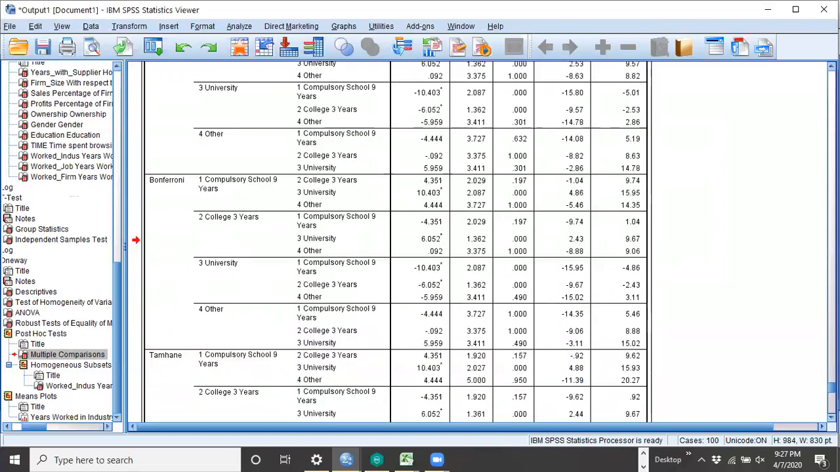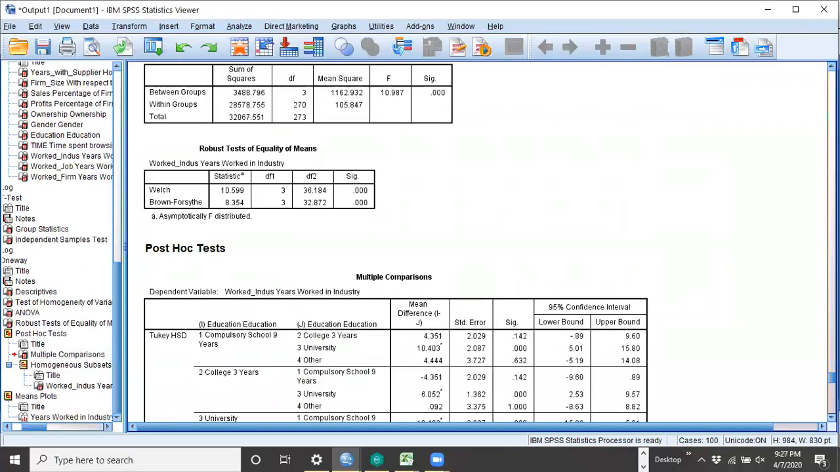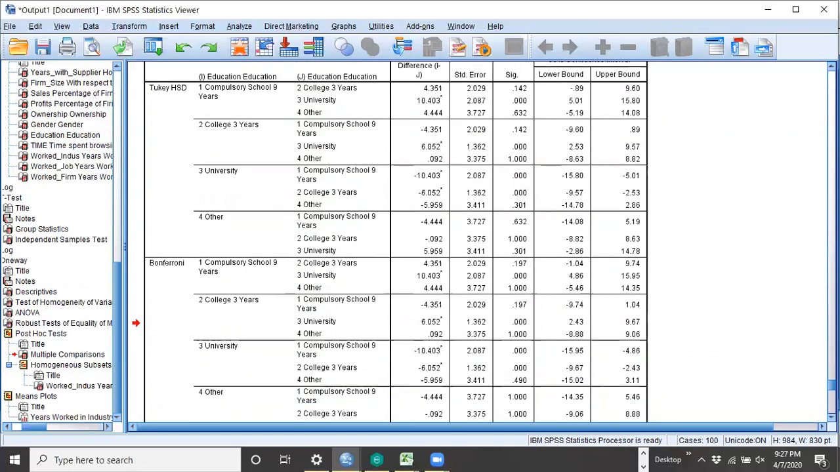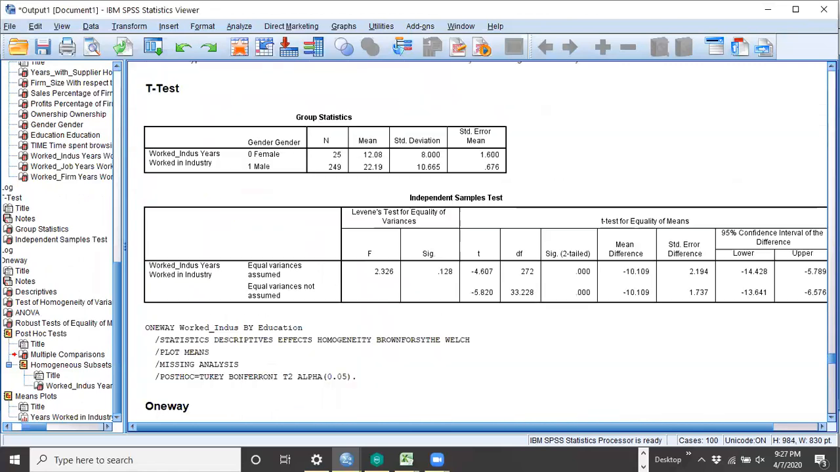All right, so that's your post-hoc test. So first, ANOVA helped you determine that there is in fact a difference between the groups in terms of years worked in industry. And then the post-hoc test has helped you determine where the difference is. You can read either Tukey or Bonferroni if your Levene's test has been statistically not significant. If it is statistically significant, you would read Tamhane. So if your variances are not assumed equal, you would read Tamhane, but the findings are really the same in this case. Okay, so that is it.